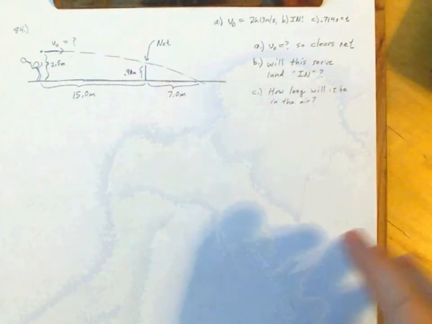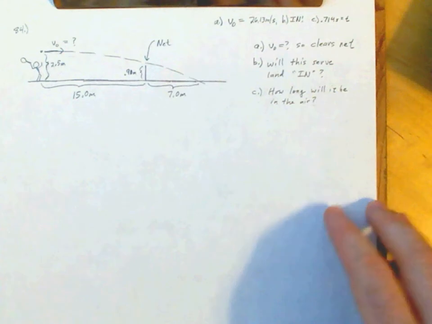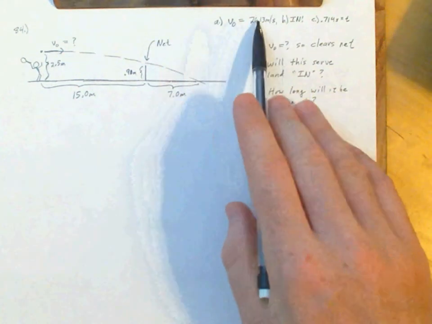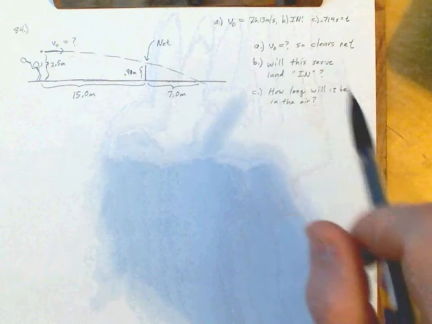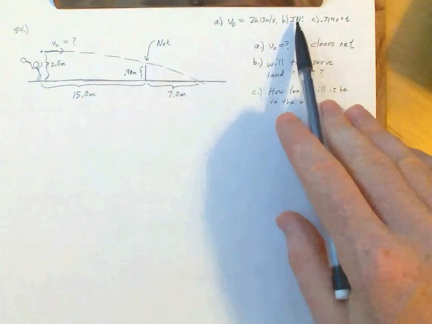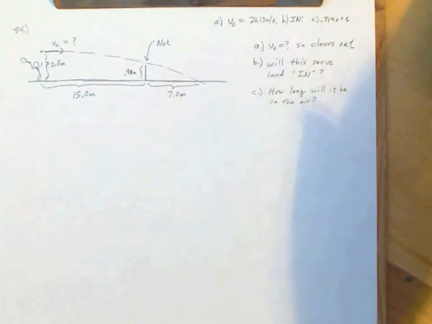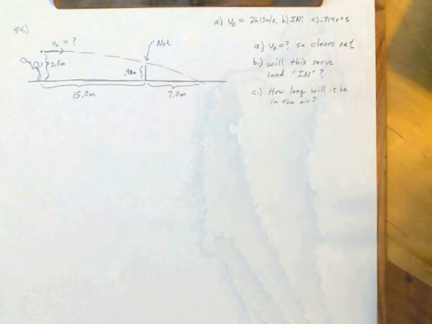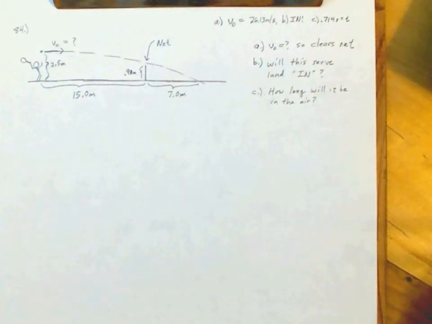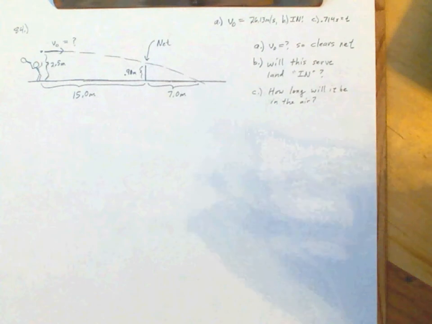Okay, I went ahead and wrote down the answers at the top of this just so that it's easy to check. His original velocity should be 26.13 meters per second, or thereabout. That lands in, not to steal the suspense, and the time takes 0.714 seconds. Okay, so let's run through this and see what happens.